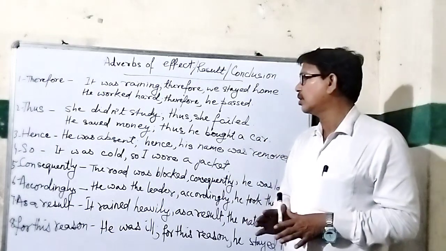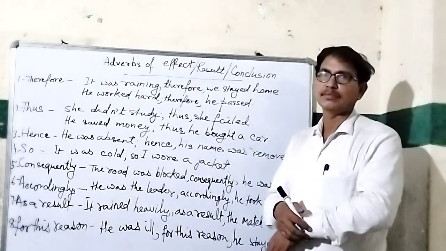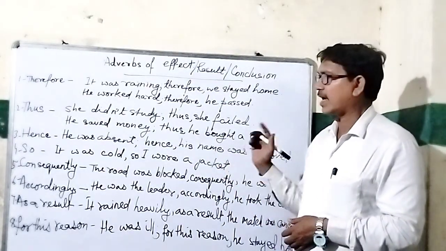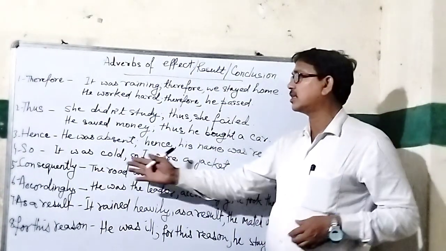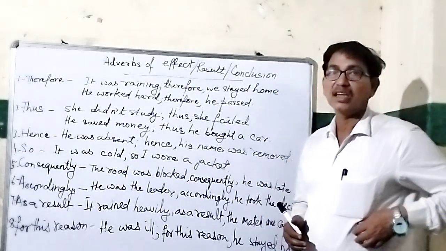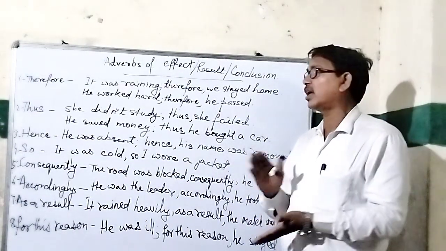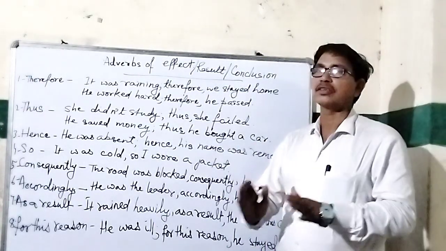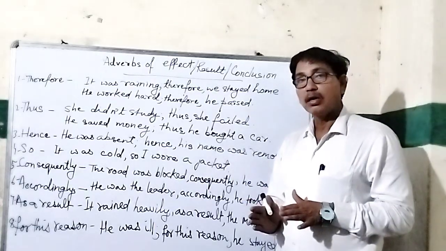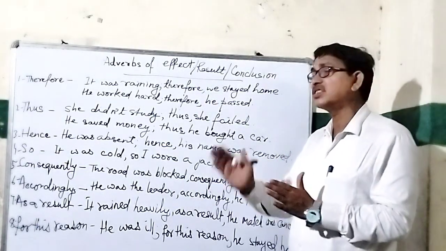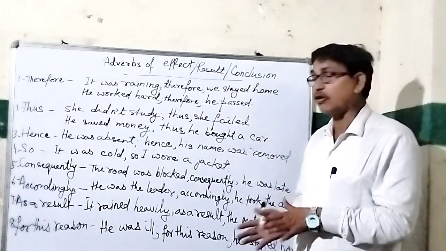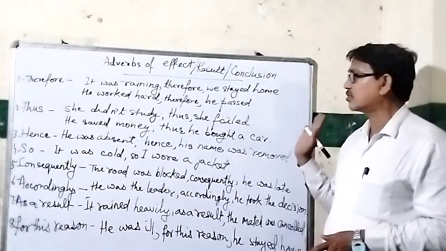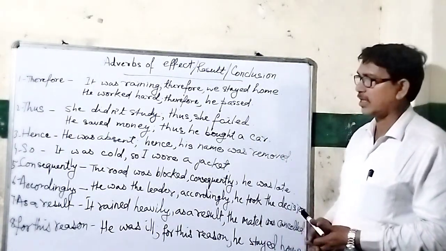It was cold, so I wore a jacket. This is also a result. Here you can see number 5, consequently. Consequence means result. So you can use this adverb consequently. The road was blocked. Consequently, it means in consequence of that, as a result of that, the road was blocked. Consequently, he was late. As a result, he was late, you can say.